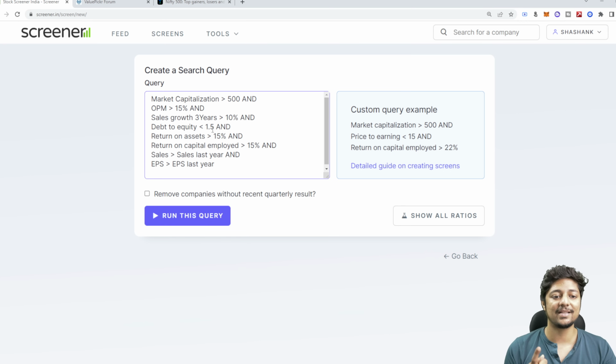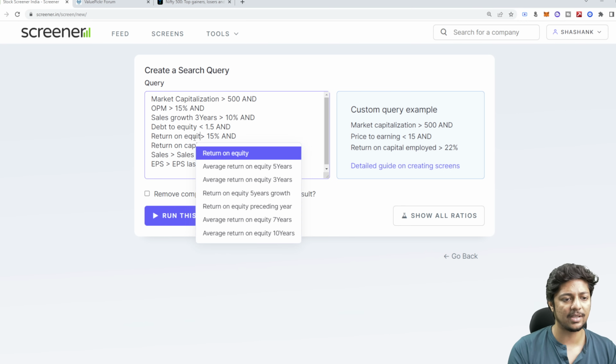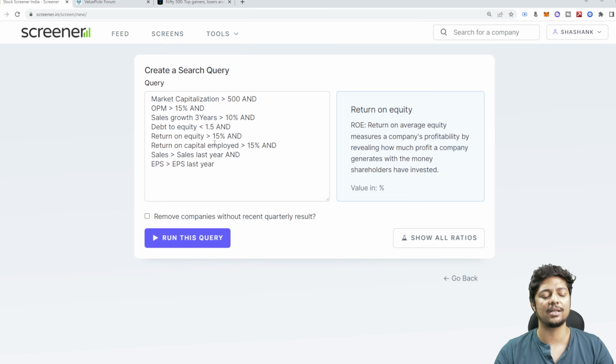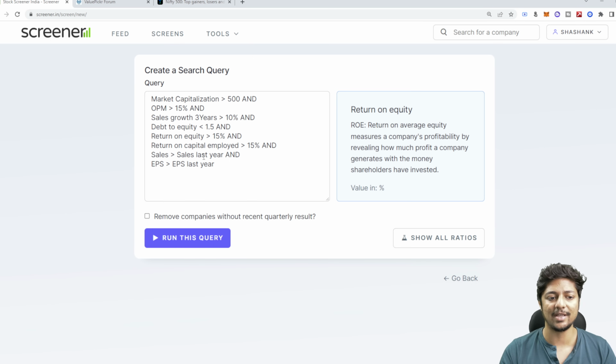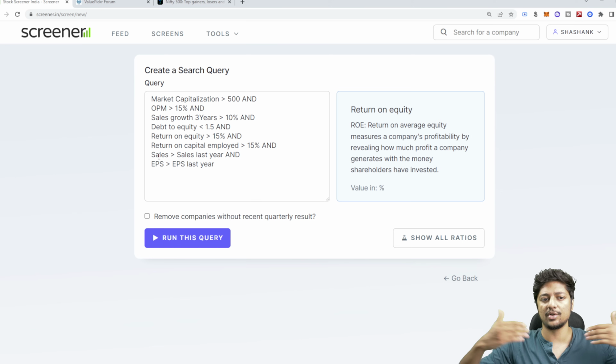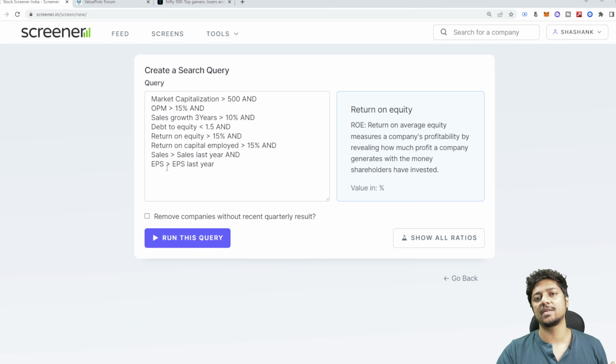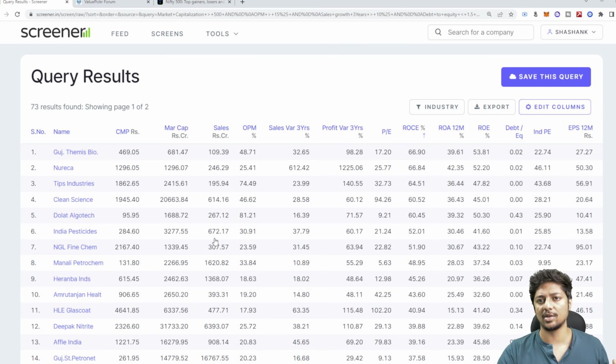Return on assets and return on capital employed, two very important things. Actually, not return on assets, let's keep it return on equity. Return on equity and return on capital employed, I want a minimum of 15% each. Below that I'm not even going to talk. These two are again very important. Now I want the sales of this year to be greater than the sales of last year, because I want sales to constantly keep growing. I want the EPS of this year to be greater than the EPS of last year. Very simple screen. Let's see what this brings out when I run this query.